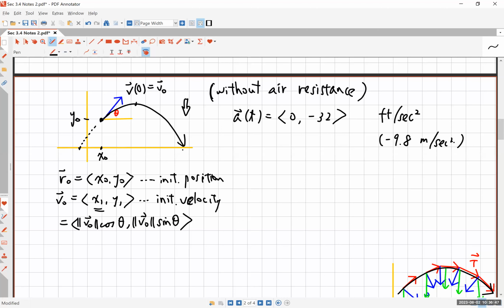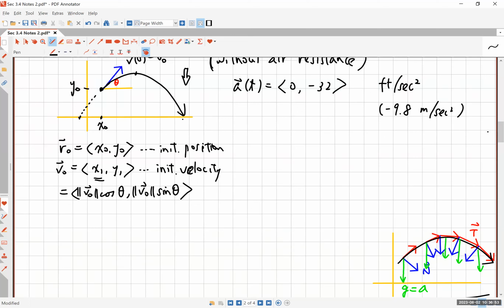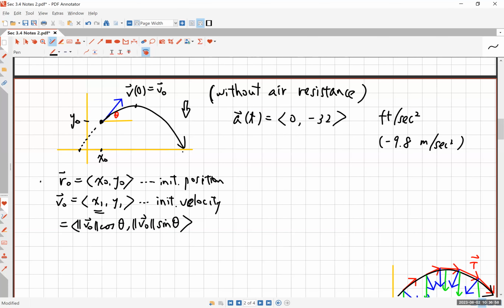Let's see, what I want to do is give you a problem here. I should have mentioned something else too. You're given this r naught, which is the initial position, x naught, y naught. And then you are given the initial velocity, x1, y1. That is this blue arrow, the blue vector. That itself is the magnitude of the initial velocity times the cosine of theta, because that's the x coordinate, and then the magnitude times the sine of theta, where theta is the launch angle. That is our initial velocity.